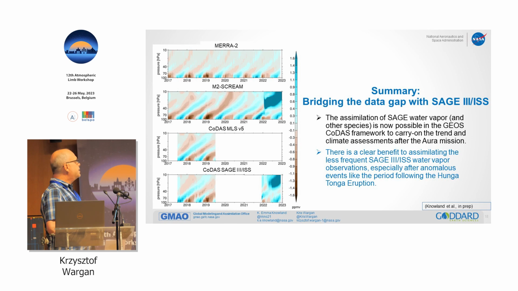Here. Yeah, so in summary, we can assimilate SAGE water vapor, which is a huge surprise to me. And we're not quite there yet. We're tinkering with observation errors and with the setup, but this is a very, very encouraging result. And I think that's where I'll stop.